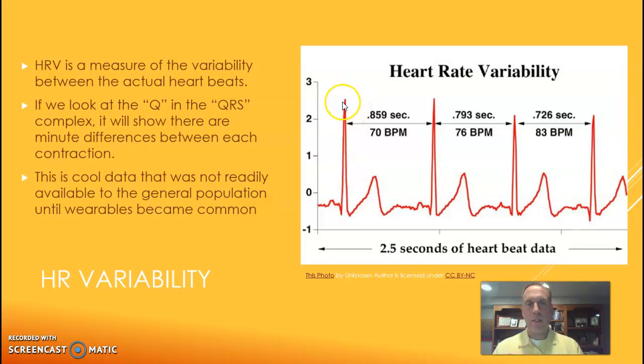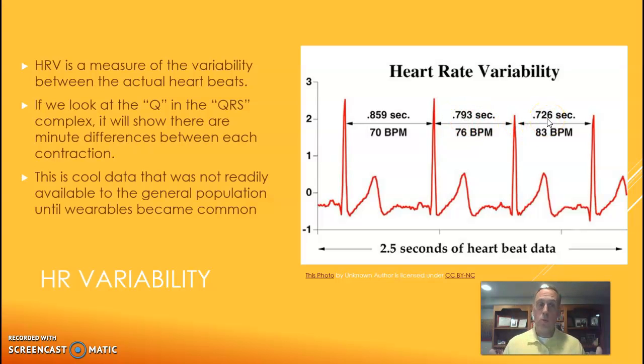And when it contracts, you have the electrical impulse that goes through the heart to make that happen. And so that is measured by this peak. So you can measure the distance in between heart rates by the peaks here. And what they're doing is they're showing in terms of milliseconds, 859 milliseconds, 793 milliseconds, 726.